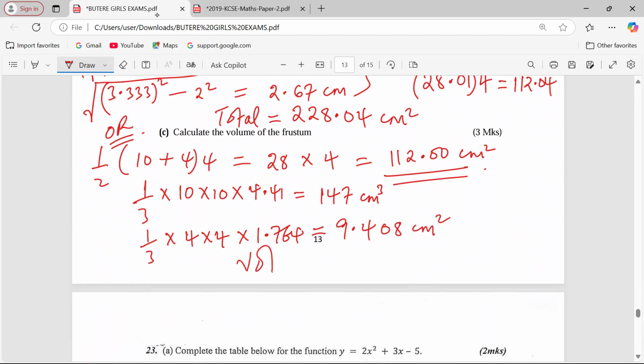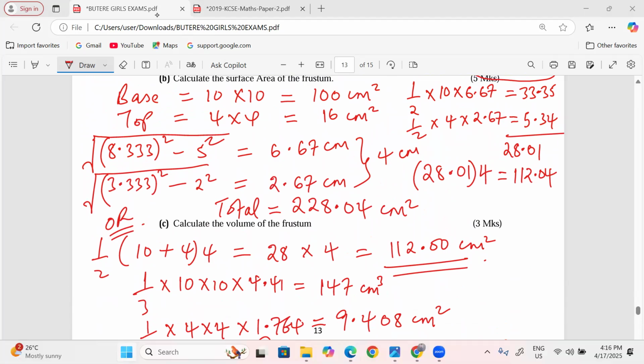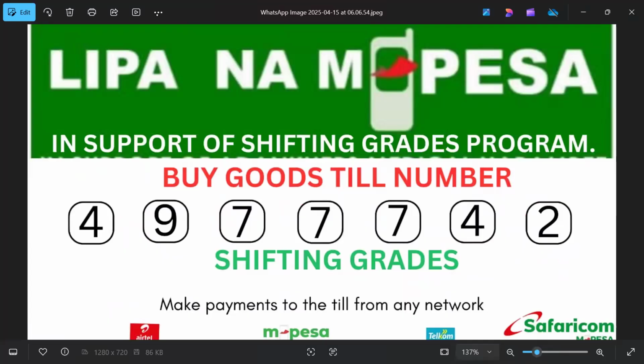So the volume of this frustum shall be the difference. 147 minus 9.408. This gives us 137.592 cubic centimeters. So that is how we work out volume and surface area for frustums which have been cut from a pyramid, which are square-based.